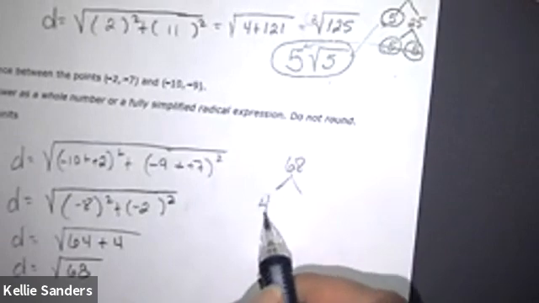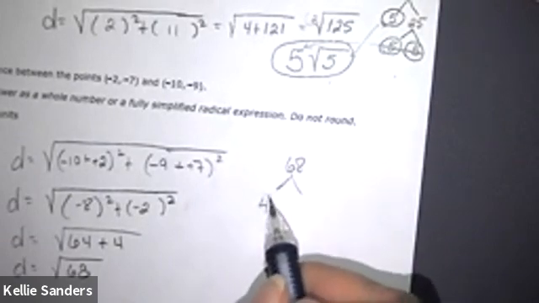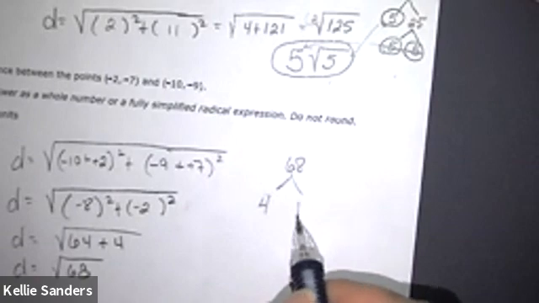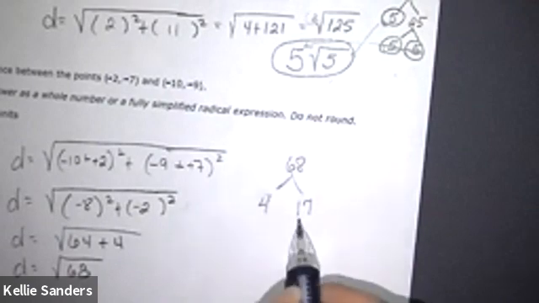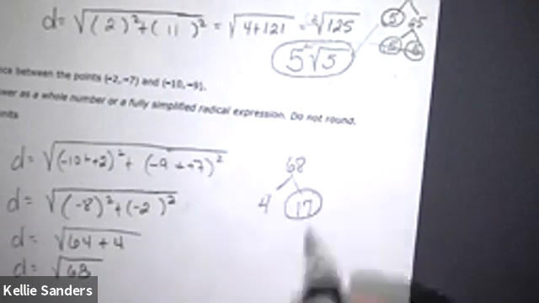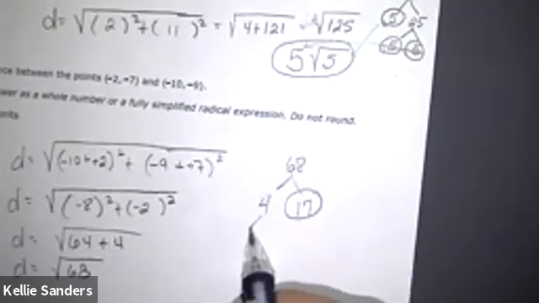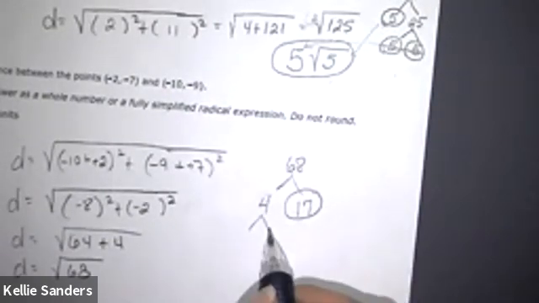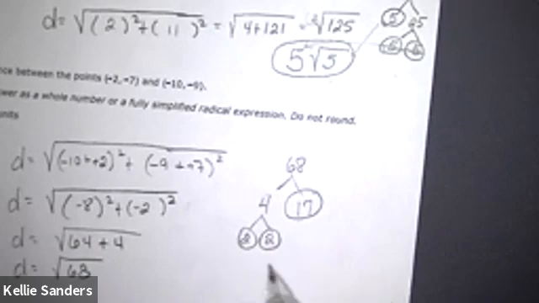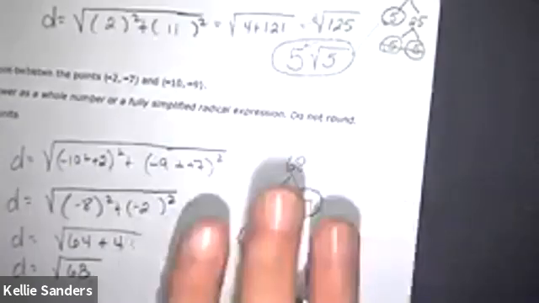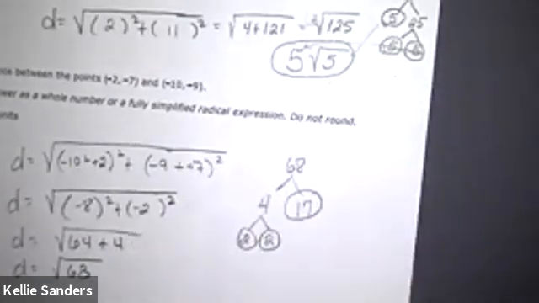Let's say 4. 4 goes into 68 17 times. I divided 68 by 4 and I got 17. 17 is prime because nothing else goes into 17, so I'm going to circle it. 4 is not prime, so we're going to keep on trucking. What goes into 4? 2 and 2. Now both of these are prime, so I'm going to circle them. After the tree dwindles down and you have everything circled, you're finished with the factor tree.